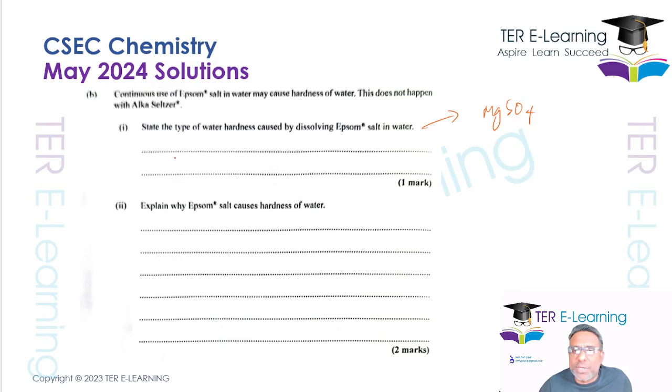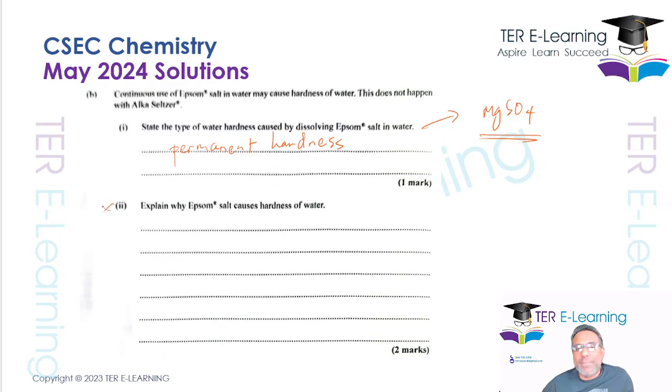So magnesium sulfate, right? Continuous use of Epsom salt in water may cause hardness of water. This does not happen with Alka-Seltzer. State the type of water hardness. So we have 2 kinds of hardness. We have soft water and we have hard water, right? But when it comes to hardness, we have temporary hardness and we have permanent hardness. When it comes to magnesium sulfate, that causes permanent hardness, right? Permanent. Right? So that's what we're looking for here.